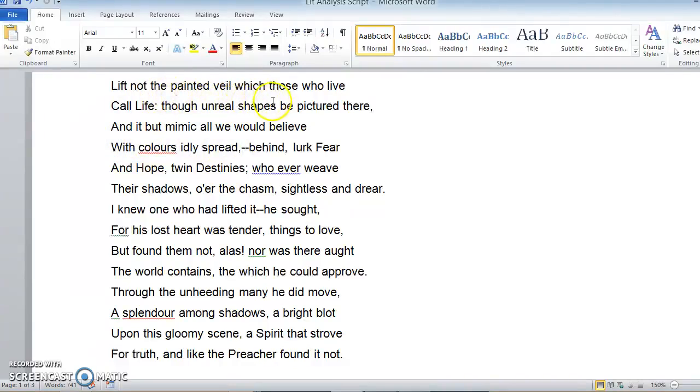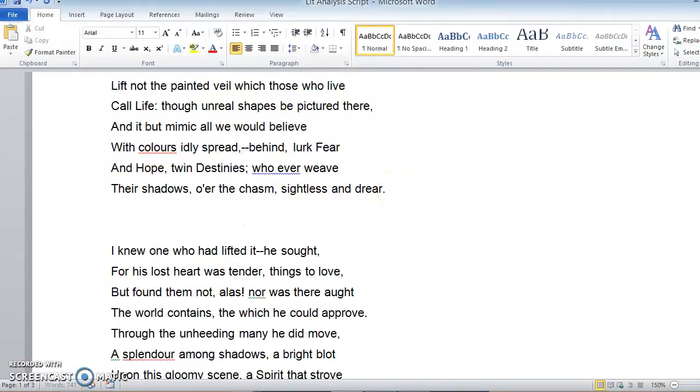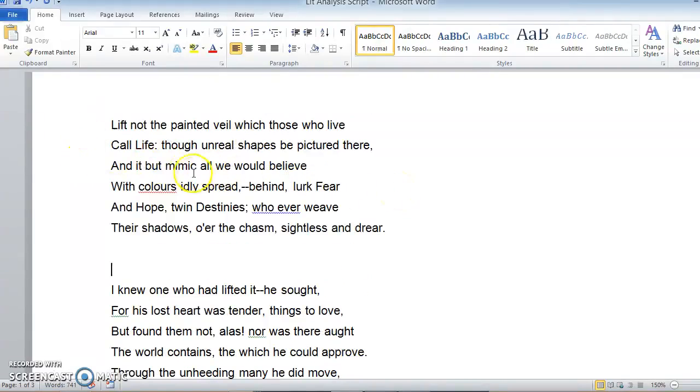Lift not the painted veil, which those who live call life, though unreal shapes be pictured there, and it but mimic all we would believe with colors idly spread. Behind lurk fear and hope, twin destinies, whoever weave their shadows over the chasm, sightless and drear. So let's stop there. Let's just work with the first few lines. Lift not the painted veil, which those who live call life.